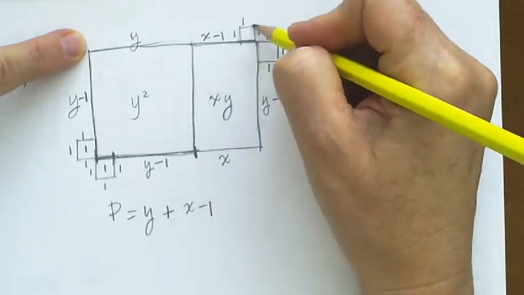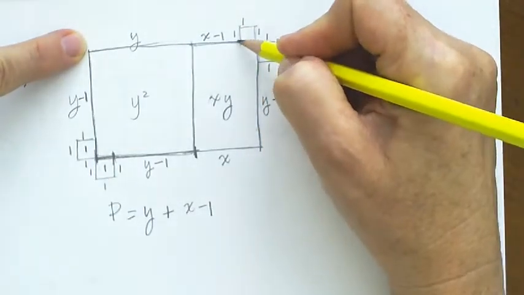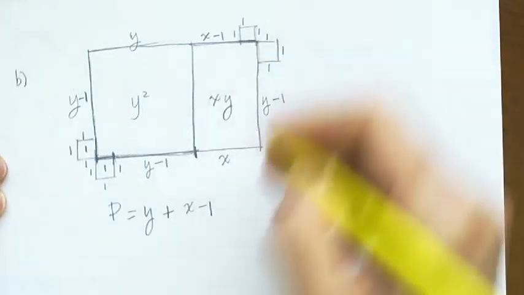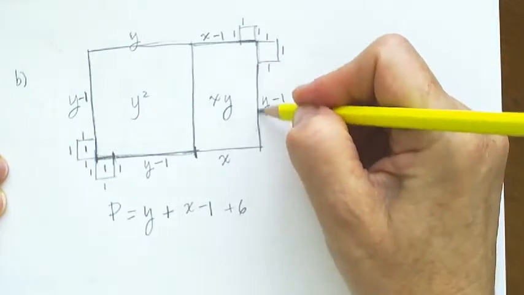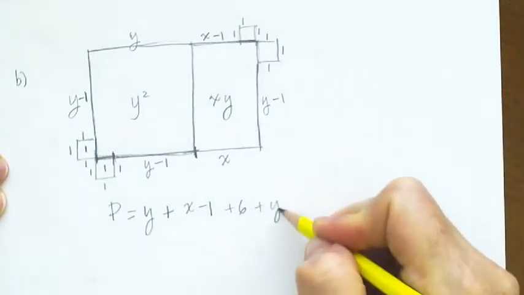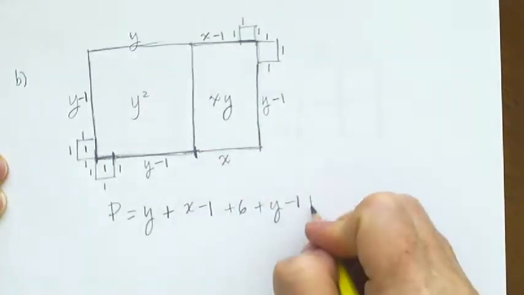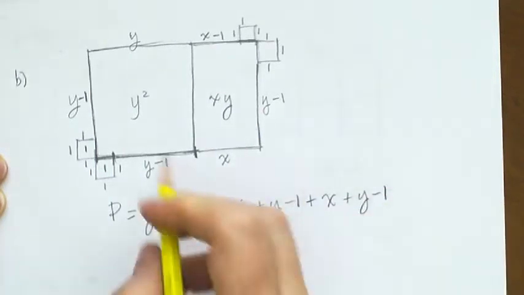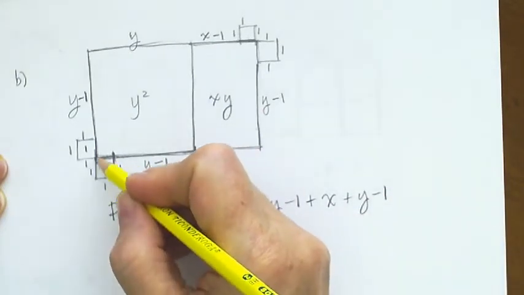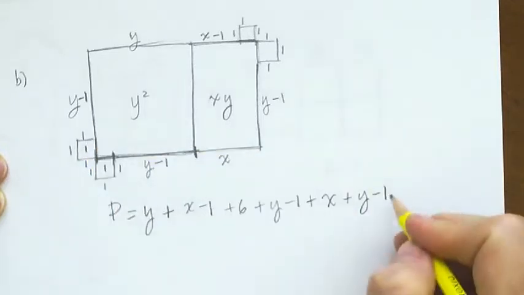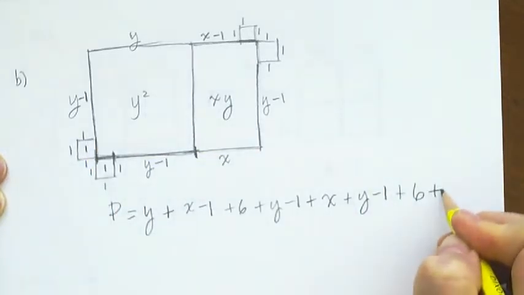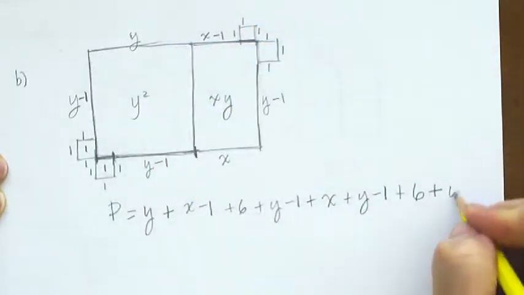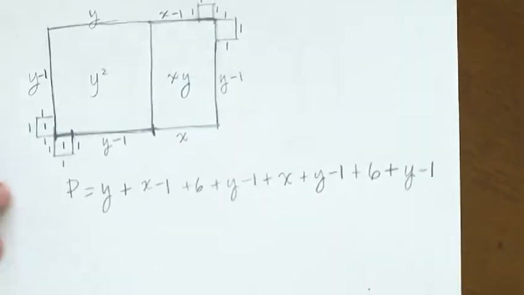Okay, let's go ahead and add these up because it's easy to add these. So 1, 2, 3, 4, 5, 6, plus 6, plus y minus 1, plus x, plus y minus 1, plus 1, 2, 3, 4, 5, 6, plus, we didn't do this one yet. This was y minus 1. We started with y. So plus y minus 1. Just made it on my paper.